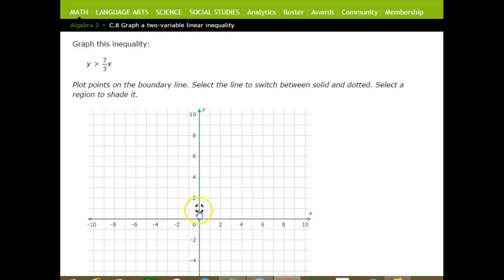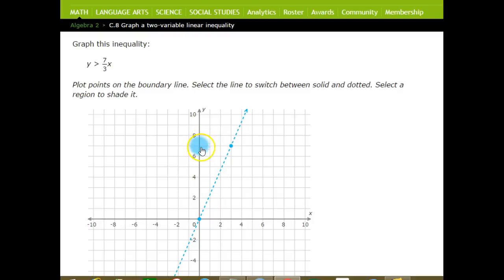So I'm going to go up 7, 1, 2, 3, 4, 5, 6, 7, and I'm going to go to the right 3, 1, 2, 3. I'm going to make it a dotted line because it's greater than and not greater than or equal to, and then since it's greater than, y is greater than, I'm going to be above here.